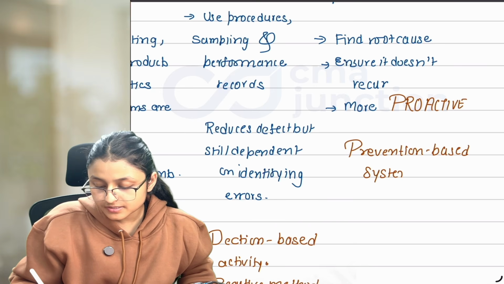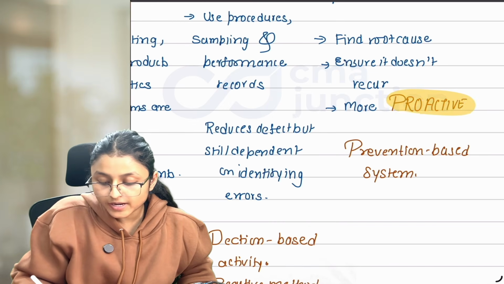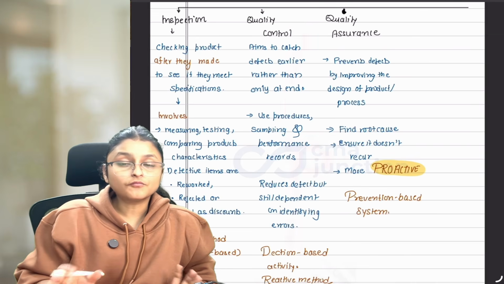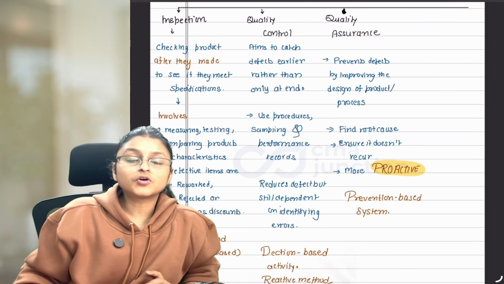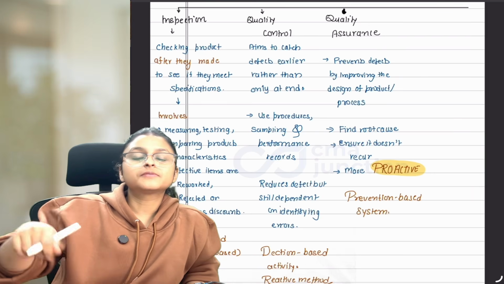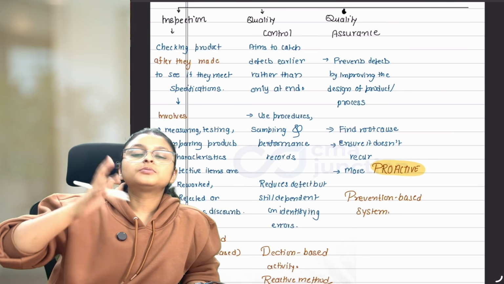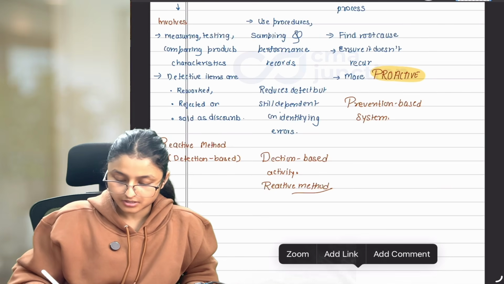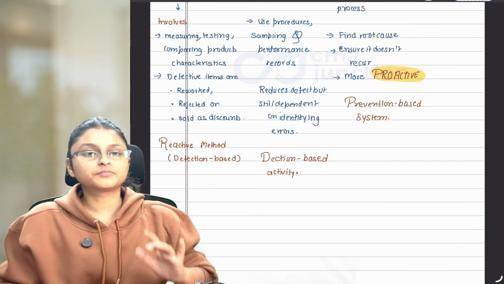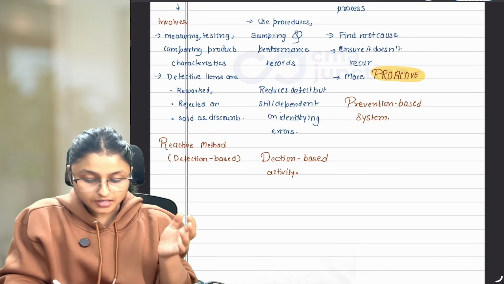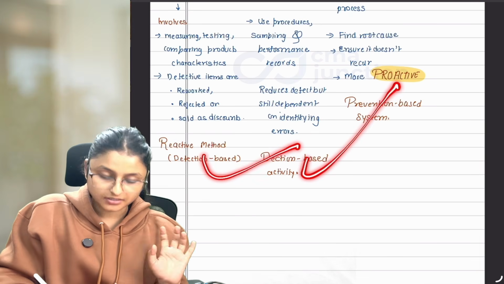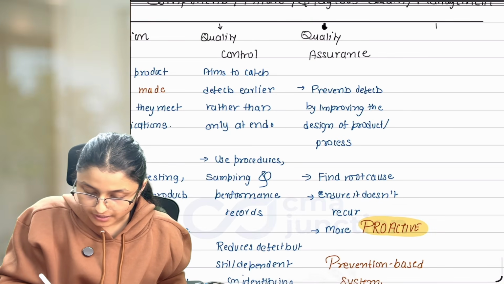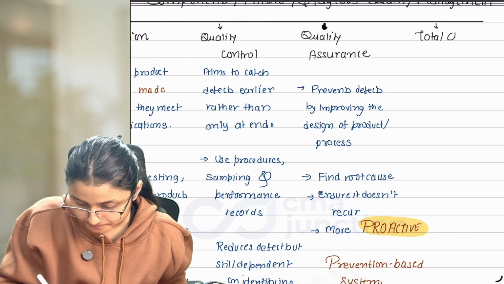Why are we calling quality assurance more proactive? Because think about it, even if quality control is somewhat reactive, it is also somewhat proactive, because after every step you are checking, so it's in between proactive and reactive. So I'll suggest you not write reactive method here, because it is between reactive and proactive. It's somewhat reactive and somewhat proactive also.